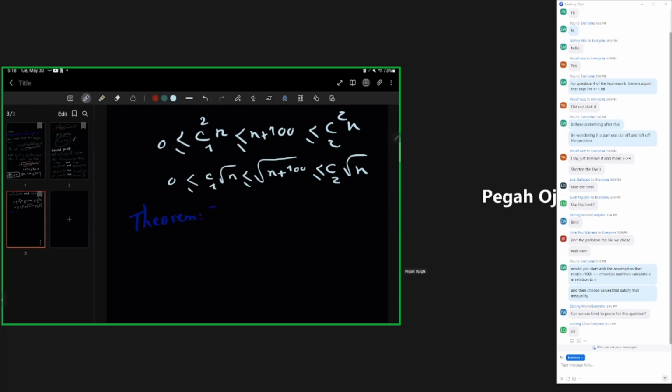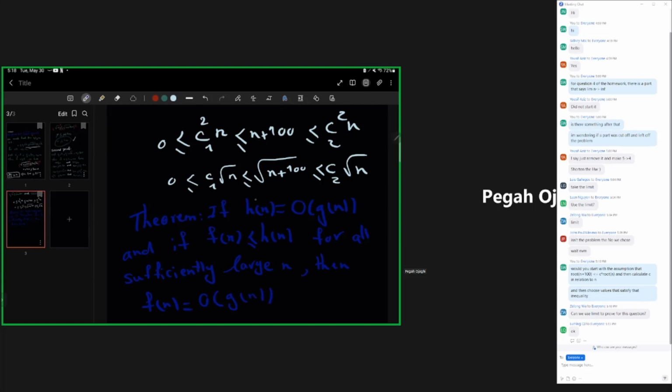What I'm gonna say is, if h of n is big O of g of n, and I know that f of n is less than or equal to h of n for all significantly large n, it doesn't mean for small n, for large n, then what's going to happen? Then I can say f of n is big O of g of n too.